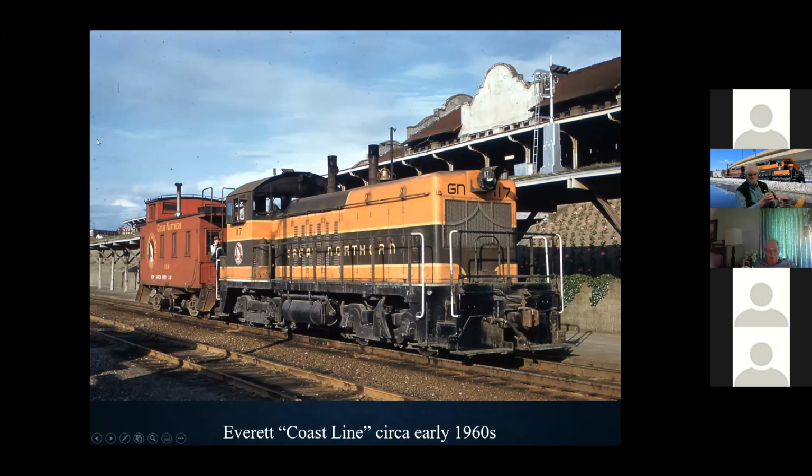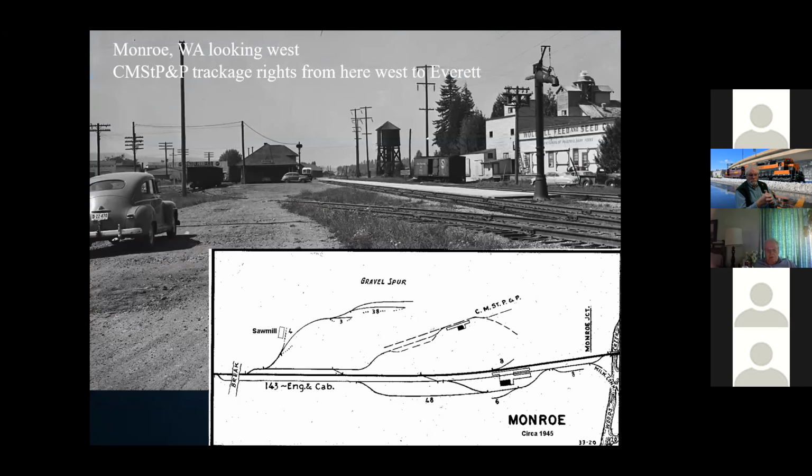You can date this photo as past 1950. I think 59 was the year, because the tower is missing from the Everett Depot. There was a beautiful tower that they removed in the late 50s.